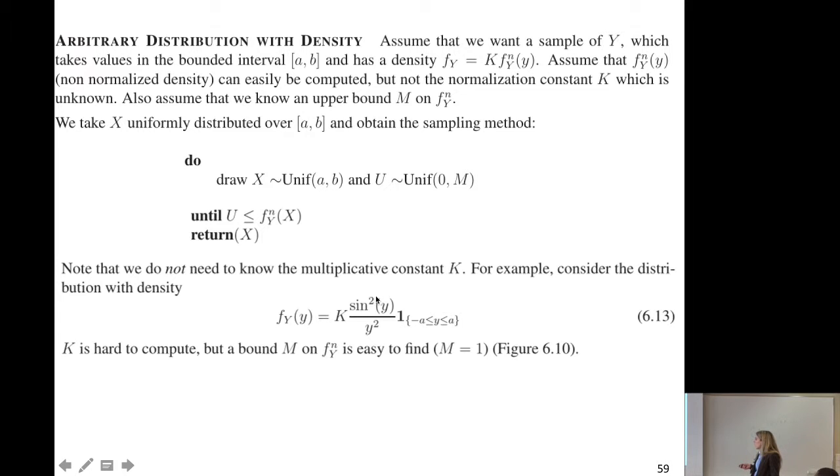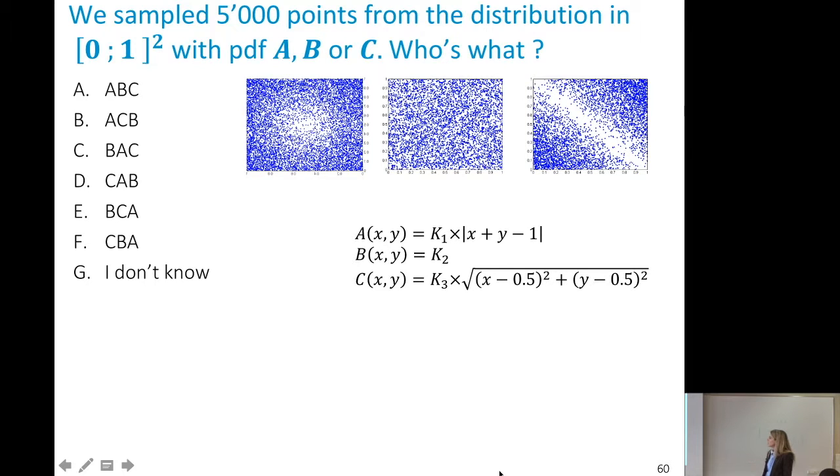And so this theorem is very useful when we have y that has a finite support. It takes values in a bounded interval. And when k is hard to compute, but we can easily find the bound m on fyn. Okay, like this case. Okay. So, any questions up to now? Okay, let's see a question for you then.